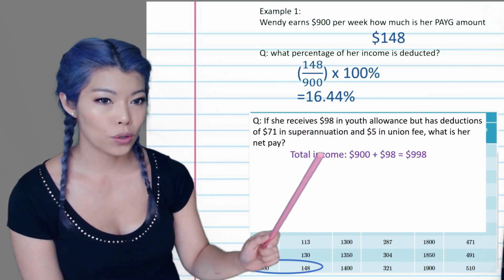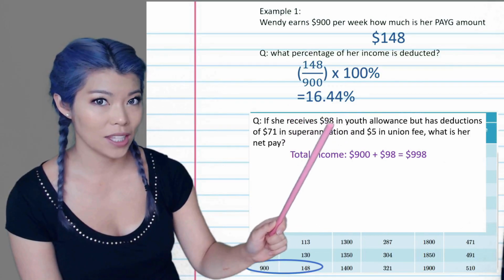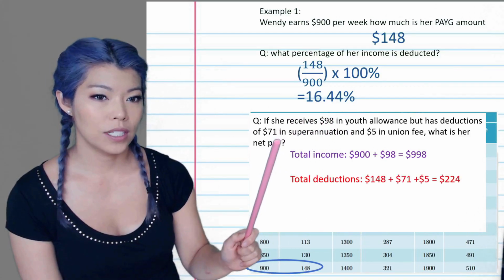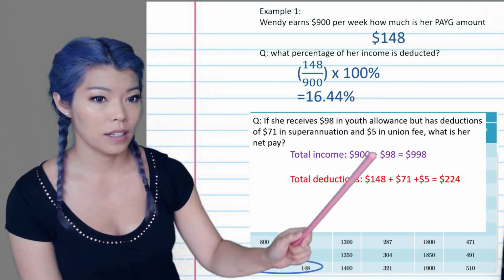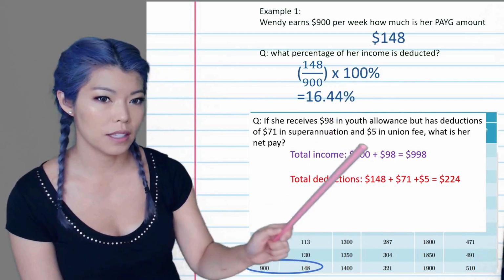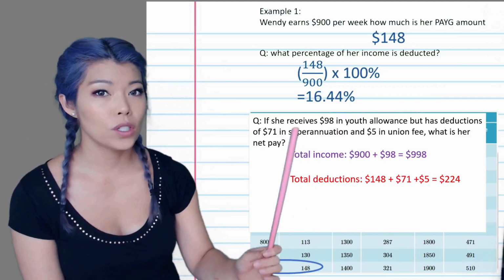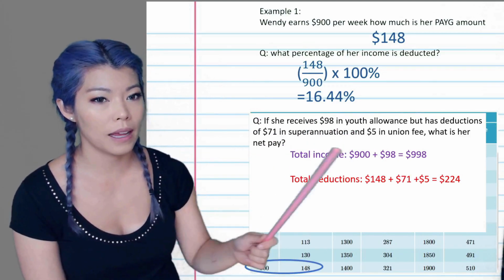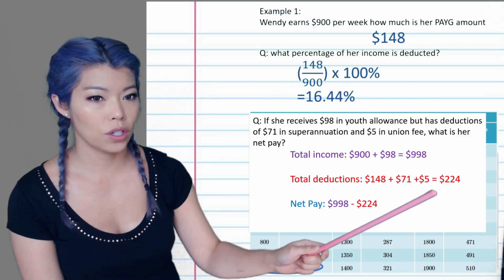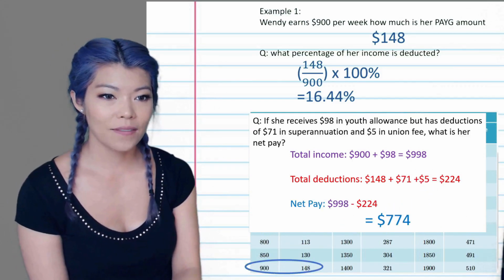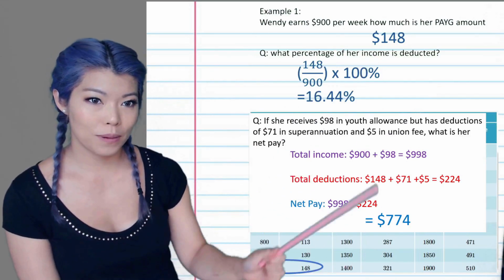So your total income would be the $900 that you get paid and the $98, whereas your deductions are the $71, the $5, and the PAYG. So 148, the PAYG, the 71 in super, and the $5 in union fee. Now, what do you take home? What is the net pay? That is the total income minus the $224 in deductions, which is $774.